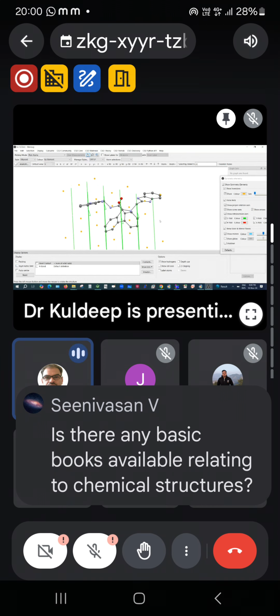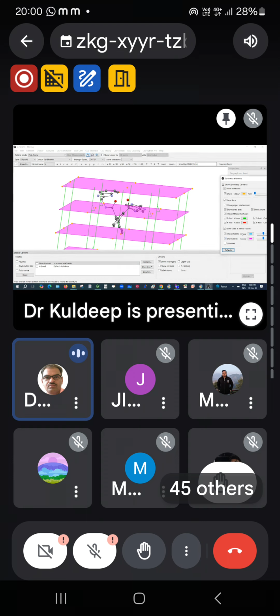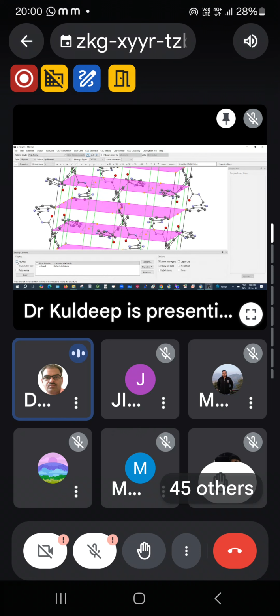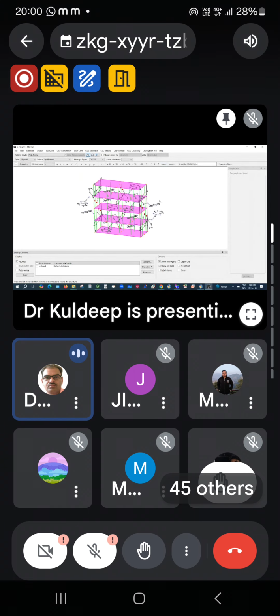So here you can visualize the symmetry elements present. Generally, symmetry elements are present in the unit cell, not in the molecule, because this is crystallographic symmetry, not molecular symmetry. Then I will show the glides, okay, and then I will show the packing. So this is the packing of your molecule. Here you can visualize the different kinds of symmetry elements present. These symmetry elements are present in the unit cell, not in the molecule. Remember that.